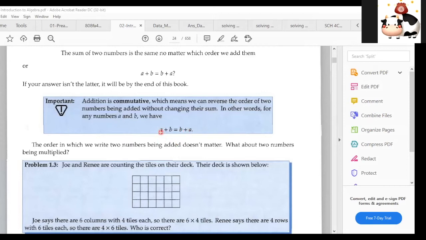Whether you add the A first, followed by the B, or whether you start with the B and then add the A, the order doesn't matter. By the way, what do we call these letters A and B? They have a special name. Does anybody know? Yes, very good, Aaron. They are used in algebra, okay? But they have a different name.